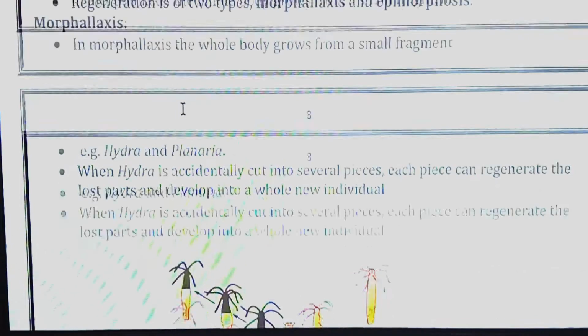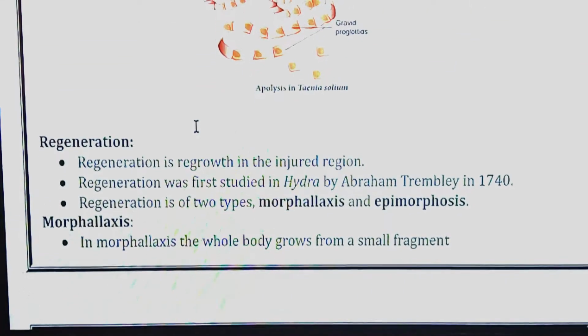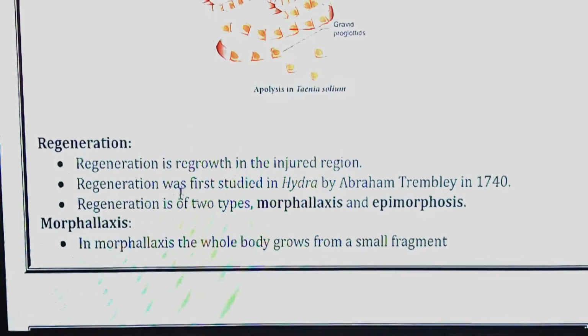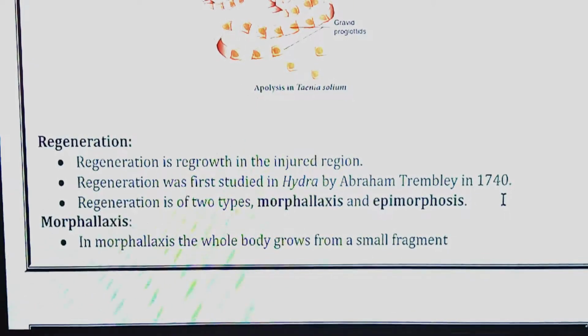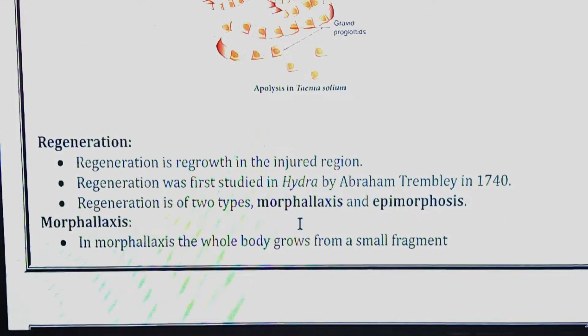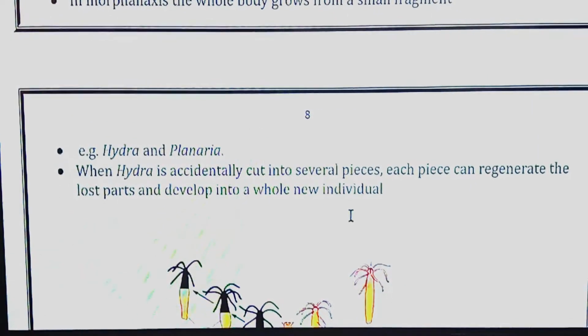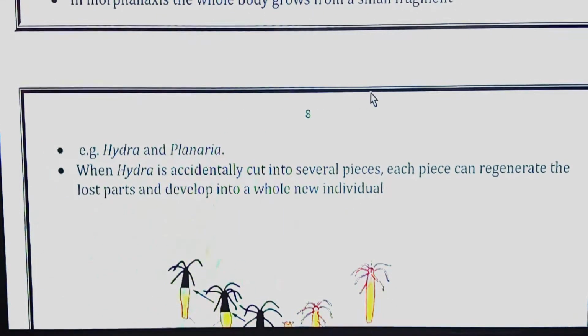So coming to the next topic, that is regeneration. What is regeneration? Regeneration is nothing but regrowth. The portion which is lost or cut off will be regrown. That is called regeneration. Regeneration was first studied in Hydra by Abraham Trembley in 1740 itself, and regeneration is classified into morphallaxis and epimorphosis. The first type, morphallaxis, is when the whole body is cut into smaller fragments, each fragment will be able to develop into a complete individual. The whole body will be formed from the small fragment which is cut from the parent individual. This kind is seen in planaria and hydra.